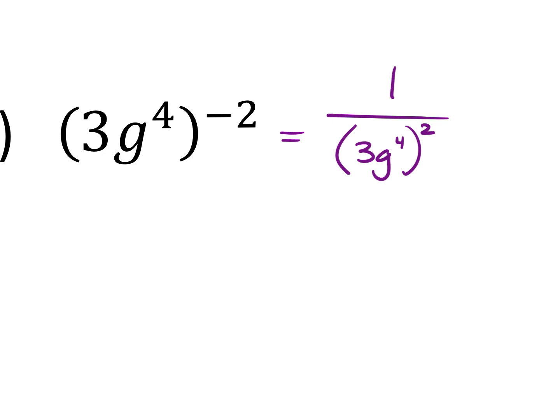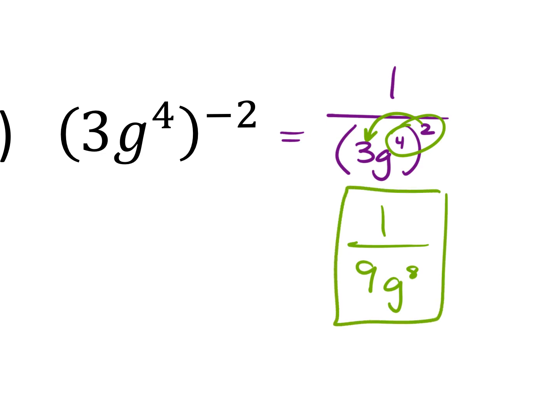So now you can go 3 squared is 9. Okay, so on top we still have a 1. 3 squared is 9. It is not 6. You don't go 3 times 2, right? You take 3 to a power. 3 to the second power is 9. G to what power? What do you do with these? Multiply them, right? 4 times 2 is 8. So 1 over 9 g to the 8th. Good? Tell me not. If it's not, I'll try to explain it a different way.